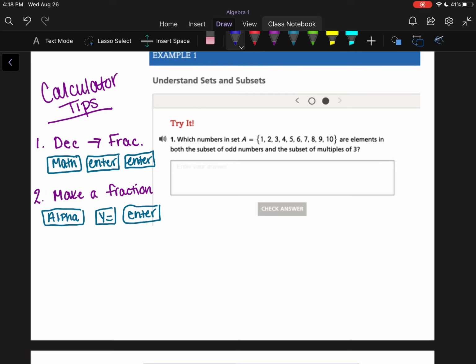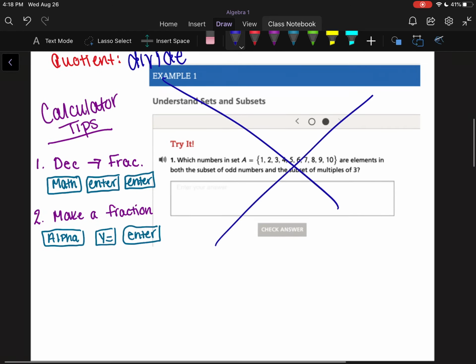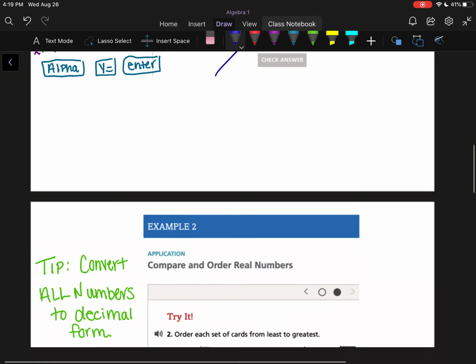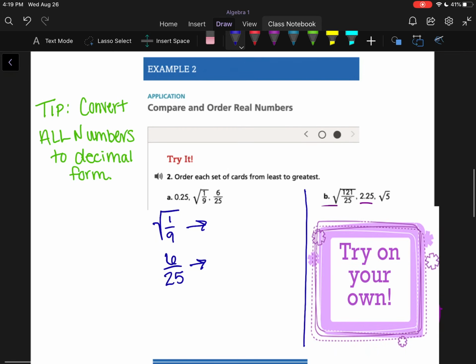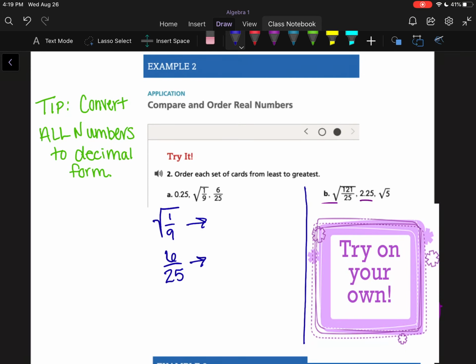Pause and out to the side, jot down our calculator tips that we're going to need to look at here in a second. You can actually mark out example 1 as we are not going to do that example. Scroll down to example 2. Example 2 asks us to compare and order real numbers.